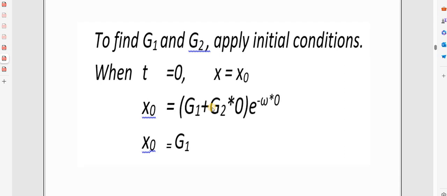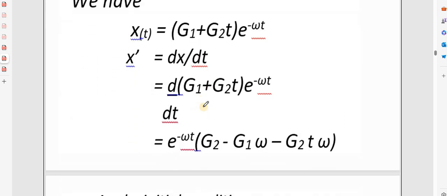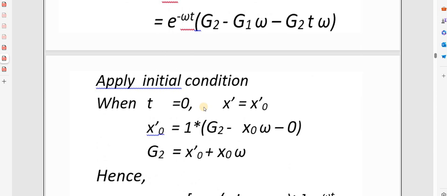For that I am applying the initial conditions. The initial condition is when t is equal to 0, x is equal to x0. That is, x0 is the initial displacement. So I am substituting t is equal to 0 in this equation, and I will be getting g1 is equal to x0. Then the next condition is, at t is equal to 0, x dot is equal to x0 dot. That is the initial velocity.